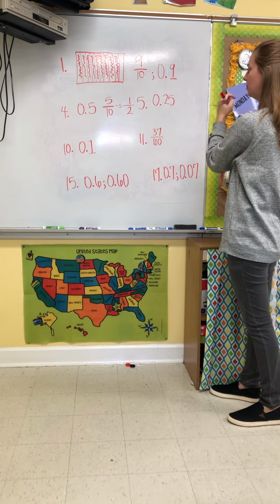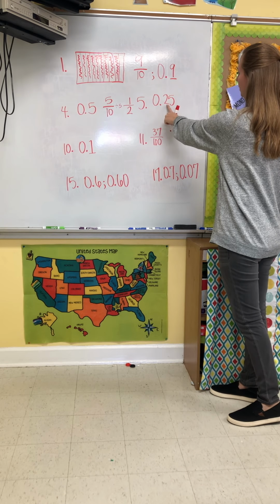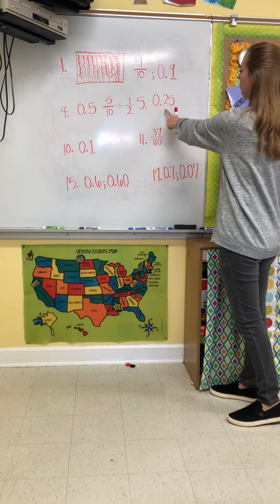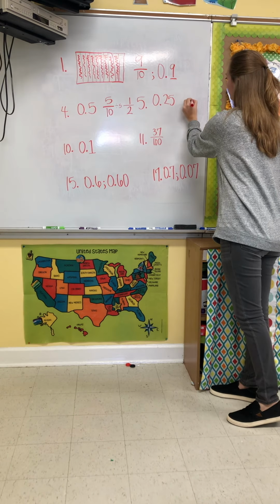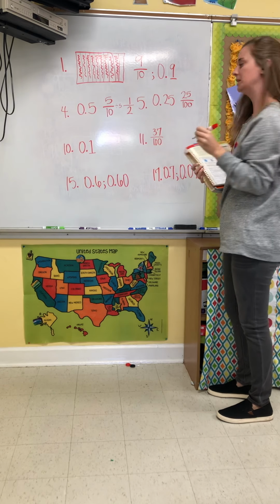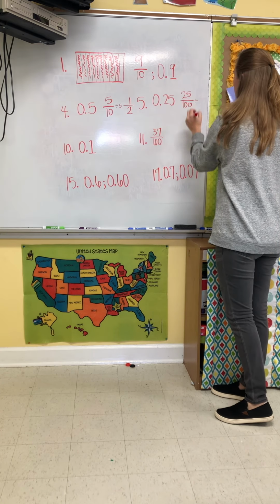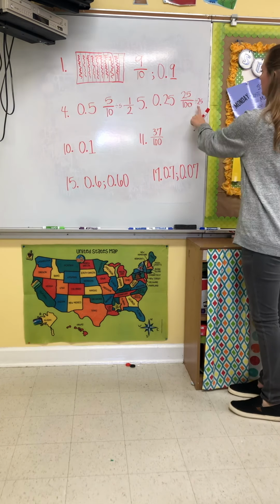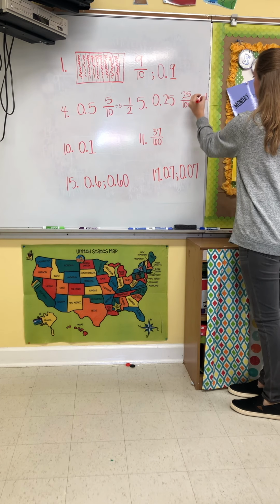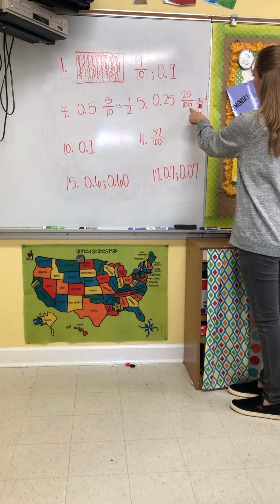Number 5 is different because we have 0 and 25 hundredths. The 5 is in our hundredths spot, so we write the hundredths at the bottom, and then we have 25 hundredths, so that goes on top. Don't forget you have to simplify. 25 can go into 100, so we divide all of that by 25. 25 divided by 25 is 1, and 100 divided by 25 is 4. So your answer should be 1/4.